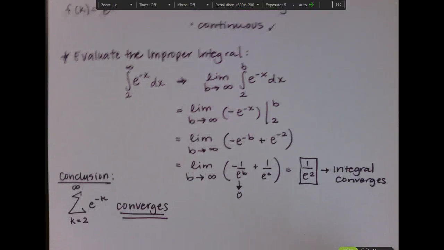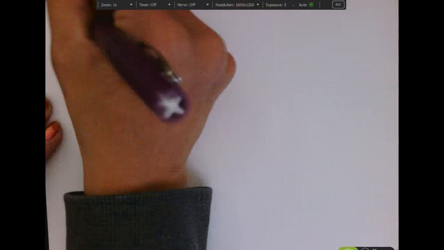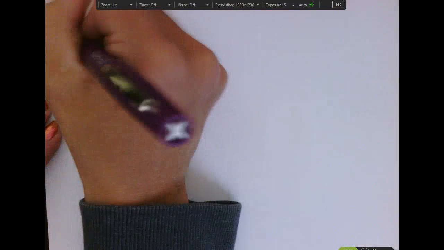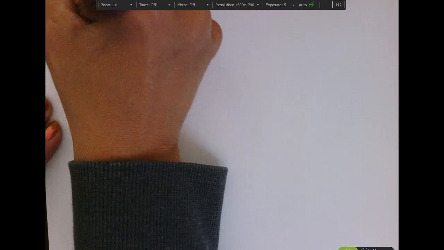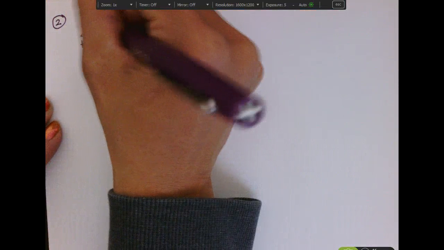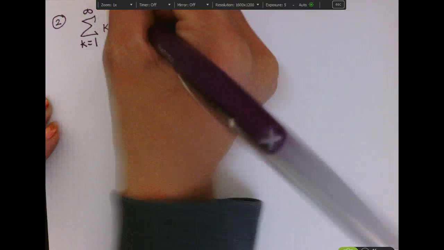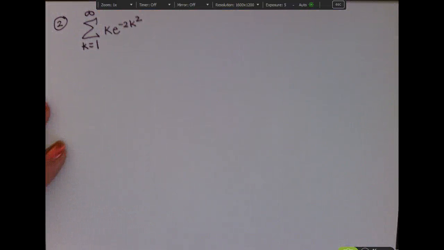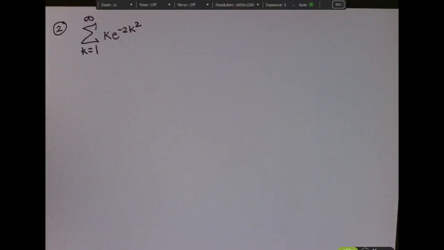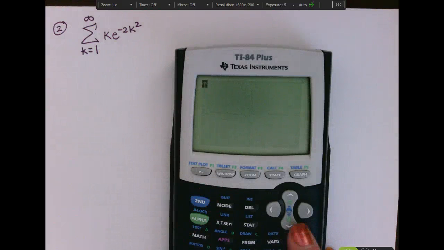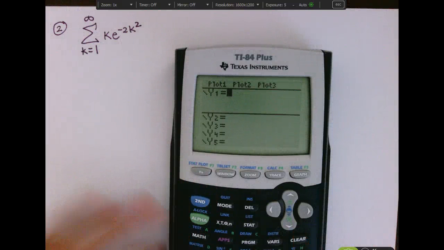Let's do another example. This one is a little bit harder only because the integration is going to be a little bit more complex. So same directions, different series, k equals 1 to infinity, k e to the negative 2k squared. Okay, so first thing that I want to do is decide, does it meet the checklist? So let's take a look at the graph.